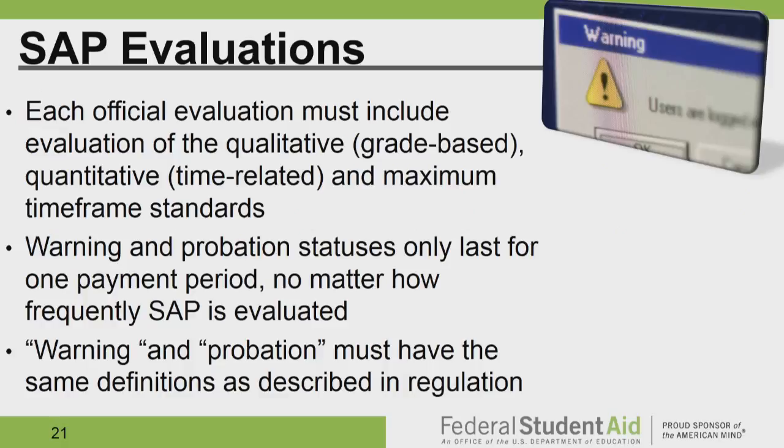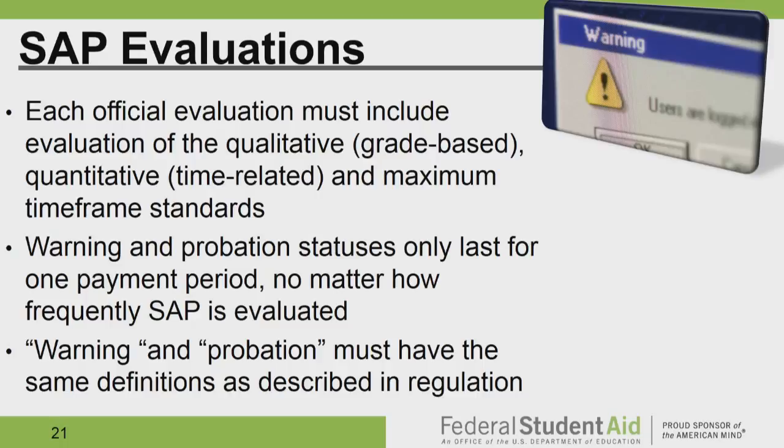When you're evaluating SAP, checking SAP, as Annmarie mentioned, you're looking at the qualitative, the quantitative, the max time frame. We're trying to see, is the student progressing as they should in their program of study? You may have warning or probation periods. If you do, remember they are only 1 payment period. That's all they can ever be, 1 payment period. But if you do use a warning or probation, please make sure your definition is consistent with our regulatory definitions.